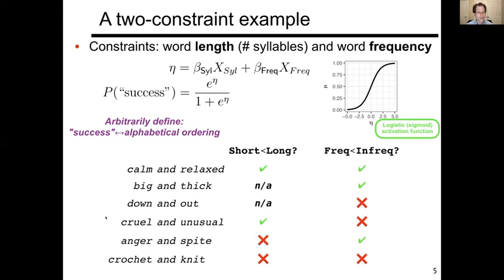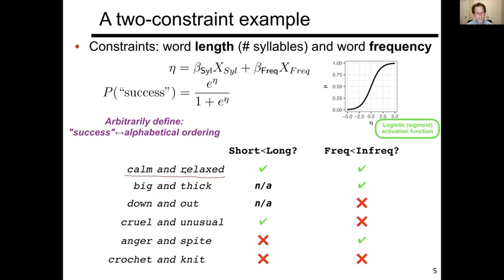So here are some examples of this. What I've done is I've chosen 6 binomials that actually occur in naturalistic text, and I've shown you the alphabetical ordering of them. And I've shown you, indicated here in this table, whether they satisfy or violate or are sort of invisible to the constraint in question. So let's start with calm and relaxed. Calm is a monosyllabic word, relaxed is a bisyllabic word. That ordering then satisfies the short before long constraint, so we'll give it a green check mark. Calm is actually a higher frequency word than relaxed, so it also satisfies frequent before infrequent, so we'll give that a green check mark.